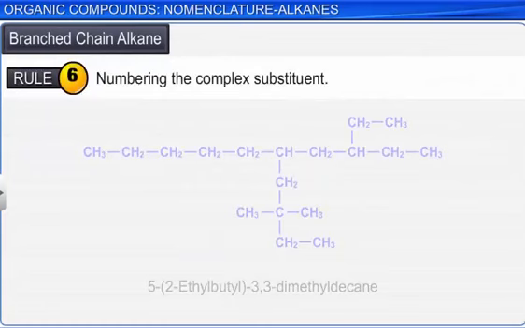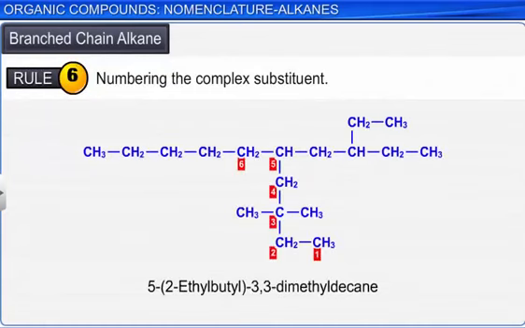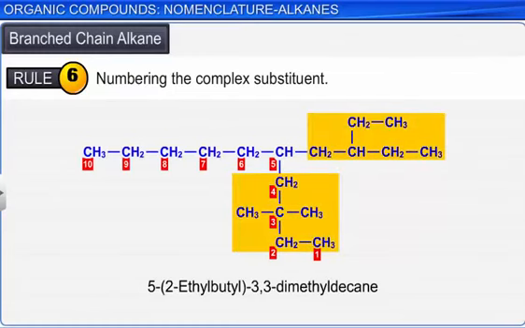Rule number 6. Numbering the complex substituent. If the substituent, that is, the alkyl branch on the parent chain, is complex, then the carbon atom of the branch attached to the parent chain is given the position 1 while numbering as shown. The name of this alkyl branch is placed in the parenthesis while naming the compound.